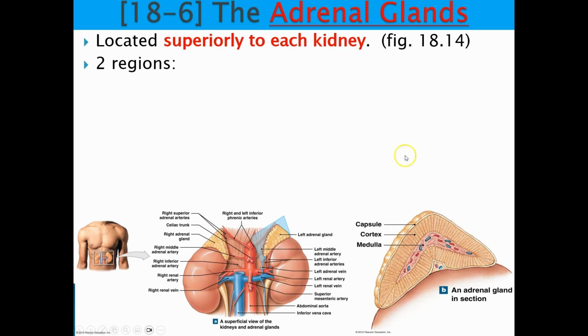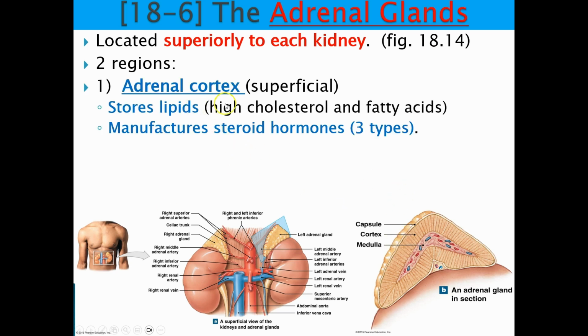But you do have two key regions to note. These would be the adrenal cortex, which is the more superficial region. Right there, you can see it stores lipids high in cholesterol and fatty acids. Again, we're dealing with steroid hormones, which are cholesterol derivatives, so this all should make sense, right? It manufactures the steroid hormones, and we're going to see there are three main types to focus on here.